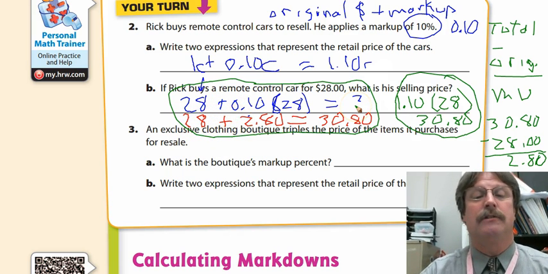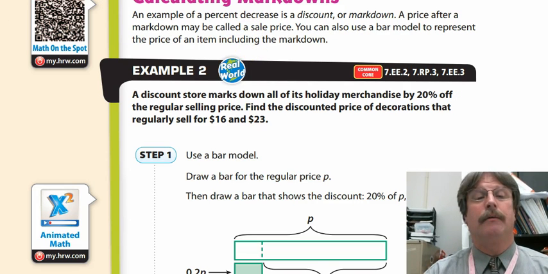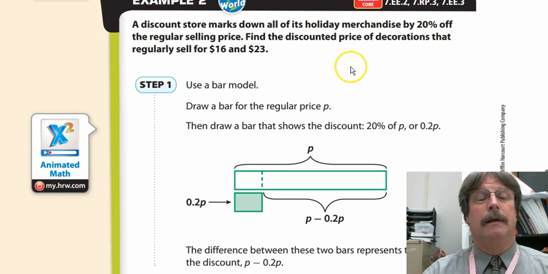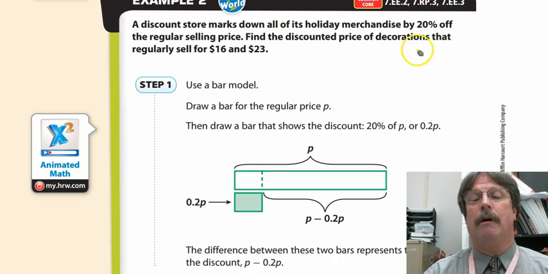So here we're going to look at markdowns, okay? Also could be known as a discount. Markdowns could be a sale price that you're looking for. In this example, discount store is going to take 20% off for the holidays. Guess what's coming up? 20% off. Find the discounted price if you sell them at $16 and those that you sell at $23. So again, you have two problems going here.